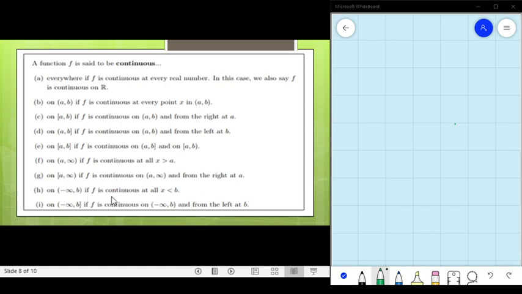Then sa isa, B to negative infinity, that means x is less than B. And on the open interval B to negative infinity, if f is continuous, B to negative infinity, and from the left at B, kay close man ang B. So mao ni ang meaning sa brackets or parentheses. Kung brackets gani, meaning close na siya. When we say close, that is part of the value. O open, that means way labot ang utlanan.